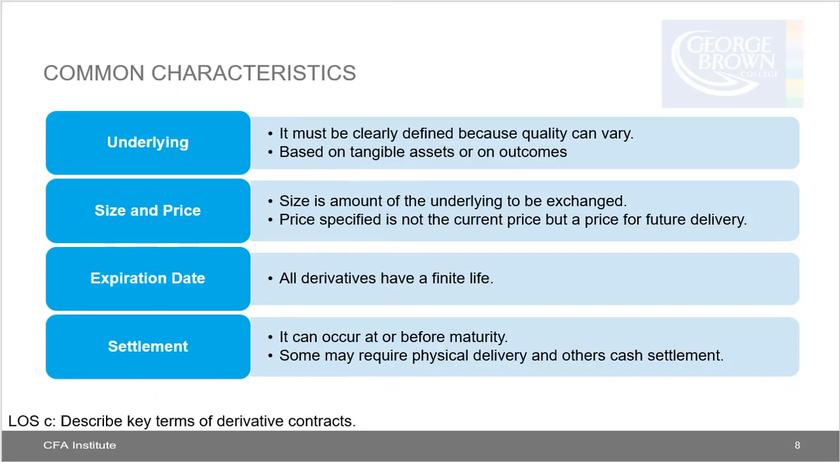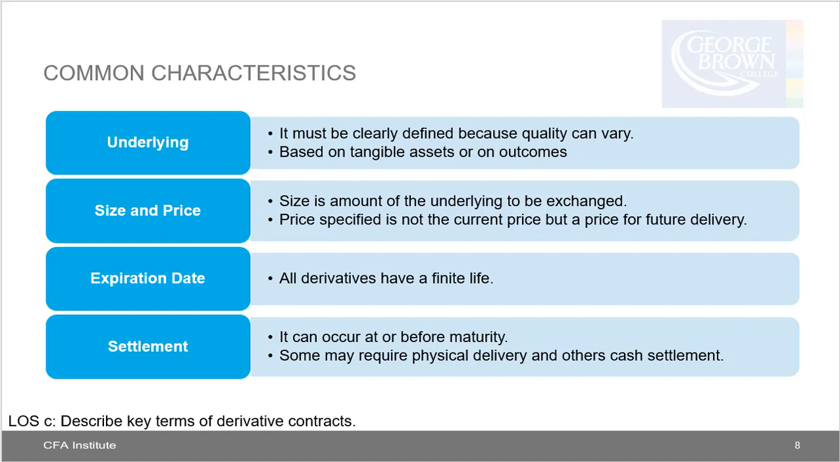Learning Outcome Statement C is describe key terms of derivative contracts. So we're looking here at some common characteristics among derivative contracts. You can see there are 4 main points here: underlying, size and price, expiration date, and settlement. Okay? So all derivatives are characterized by these certain common features.